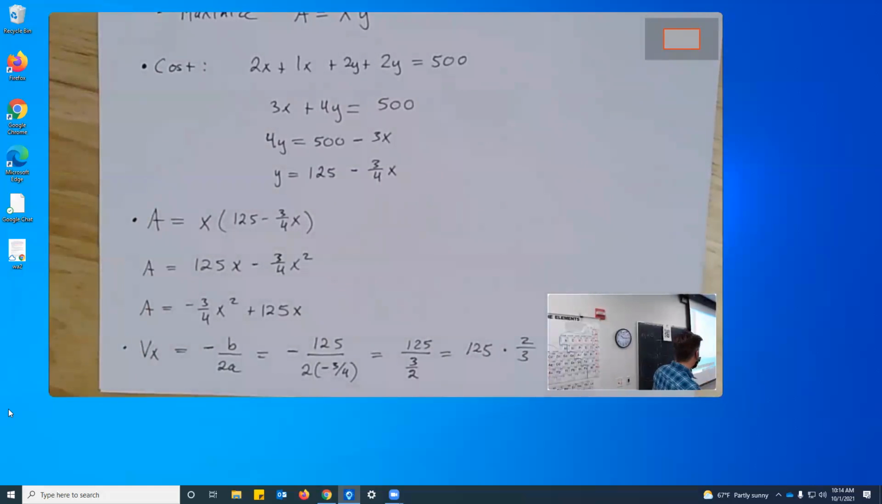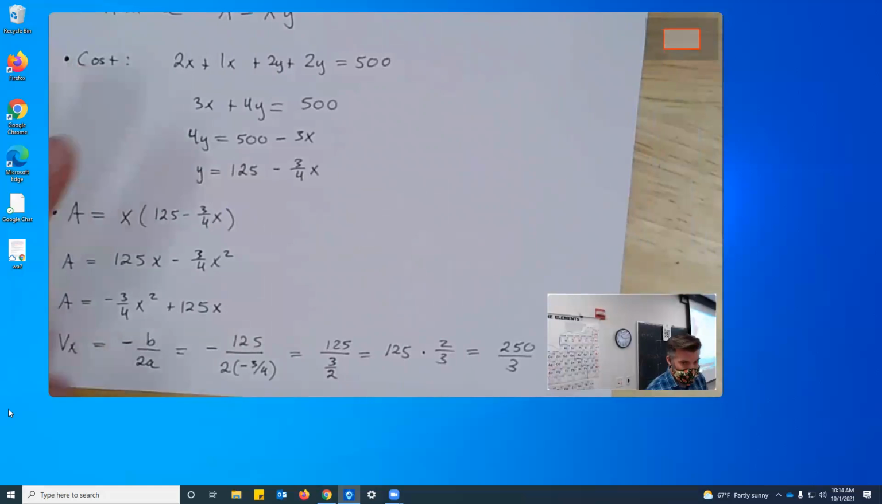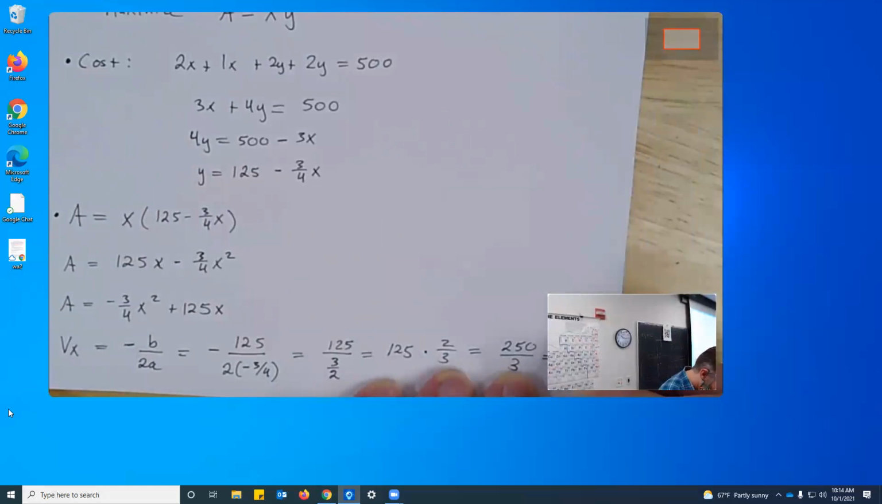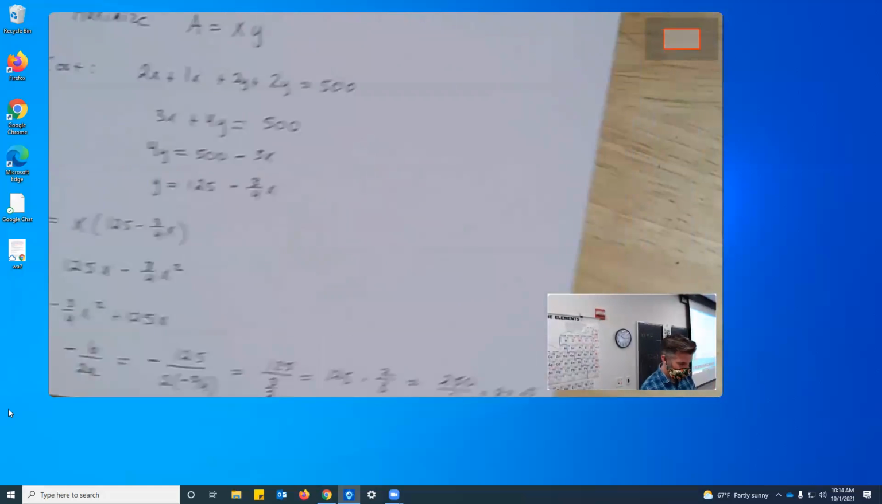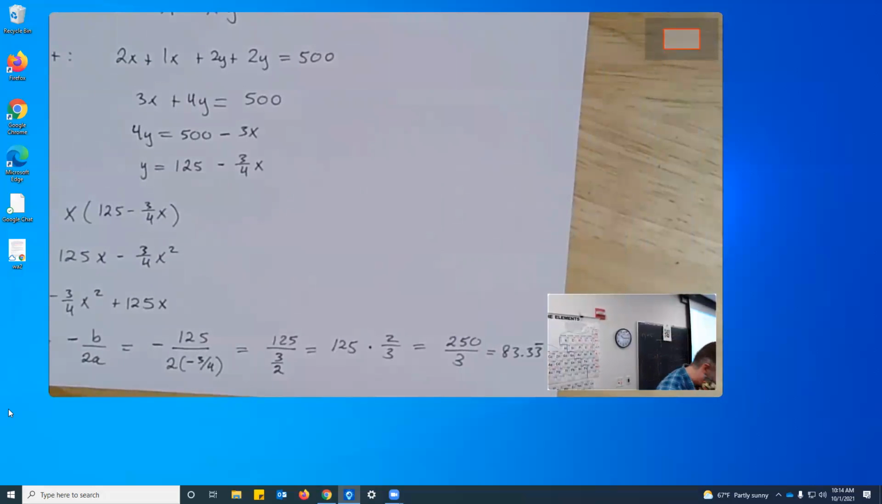And I would probably leave it like that. There's not a lot you can do. Oh, you guys can't see that, sorry. I would leave it like that. You could write it as 83 1/3 or 83.333 forever. Sorry, I know there's that one spot there. So that's our x coordinate. That's how long the x side needs to be so that we get the most area.